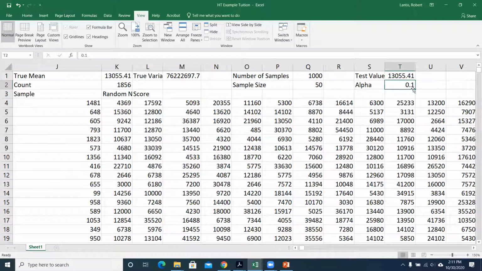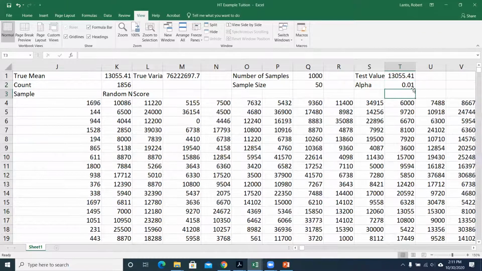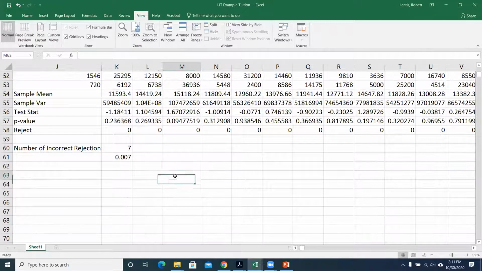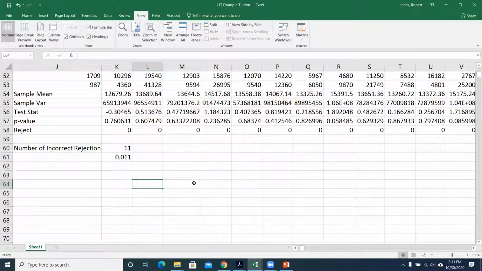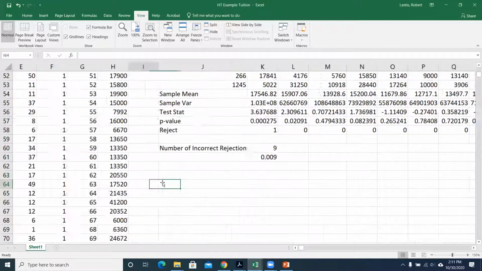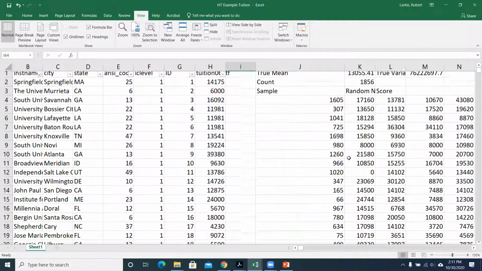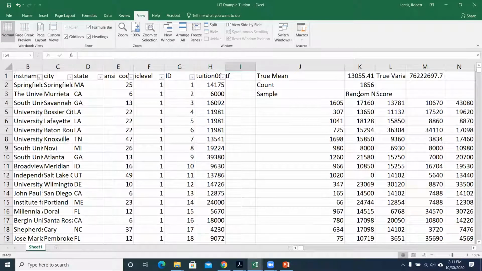If I change my alpha, so let's change it to 0.01, now notice the proportion of type 1 errors I'm making centers right around 0.01. Sometimes slightly above it, sometimes slightly below it, okay? So that's the idea behind what we're trying to do, taking a step back and thinking about hypothesis testing in a slightly different way, okay?